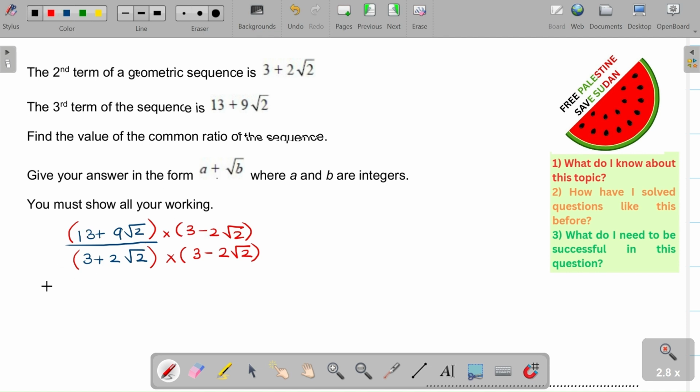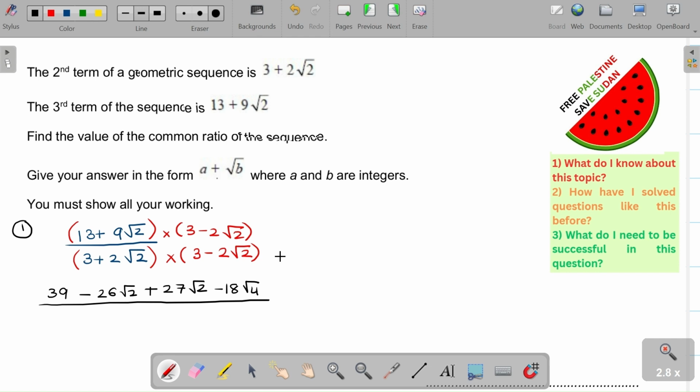So 13 times 3 is 39. 13 times minus 2 root 2 is minus 26 root 2. 9 root 2 times 3 is positive 27 root 2. And 9 root 2 times minus 2 root 2 is minus 18 root 4. It can be simplified. I'll do it on the next step. I'm going to have to split the screen. I'll actually number the section I started on.